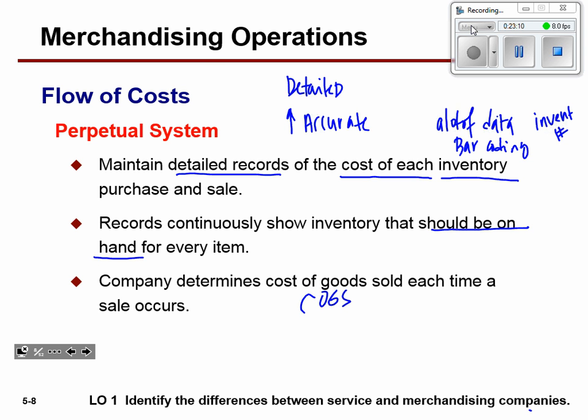Does that make sense? It's all real time. It's right now. They know what they have in stock. They know what they paid for it. So when this $100,000 sale comes through, they know the COGS was whatever.